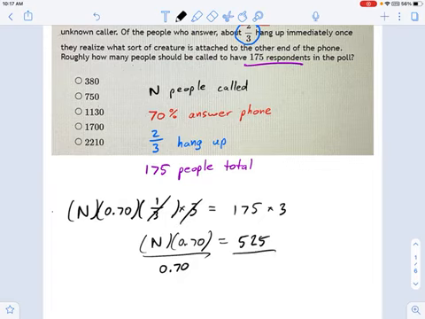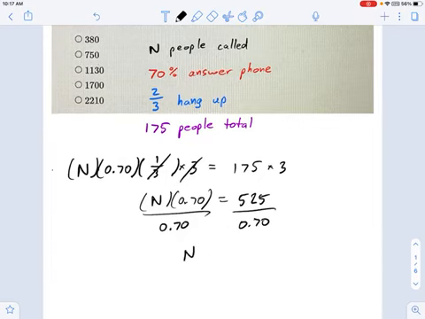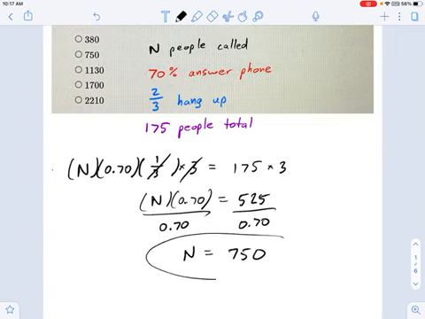I want n by itself. This is called solving for a variable. Once you get n by itself, now you know how many people you need to call at the very beginning of this thing. So 525 divided by 0.7 looks like they're going to have to call 750 people.